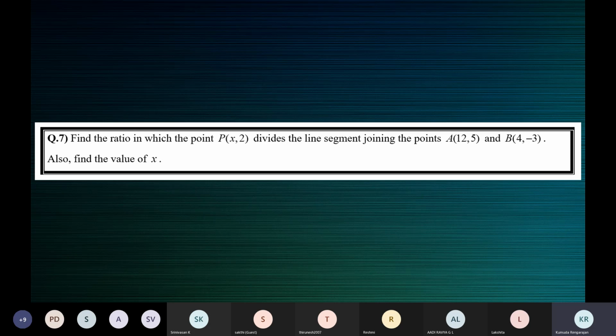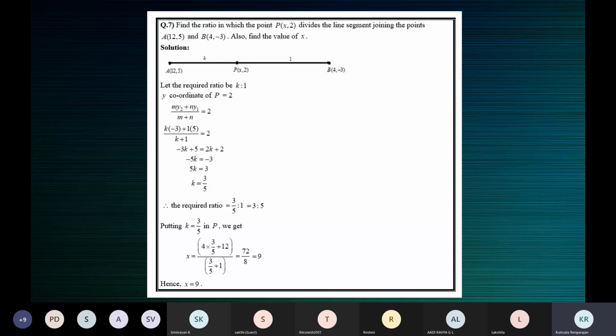Okay, so ratio we found. Find the ratio in which the point P (x, 2) divides the line segment joining the points A and B. We found the ratio because we have 2 there. And then you should find the value of x. X is nothing but the x coordinate of the point of division. That's also easy. X is what? mx2 plus nx1 by m plus n. Well, let's do that also. You see here.